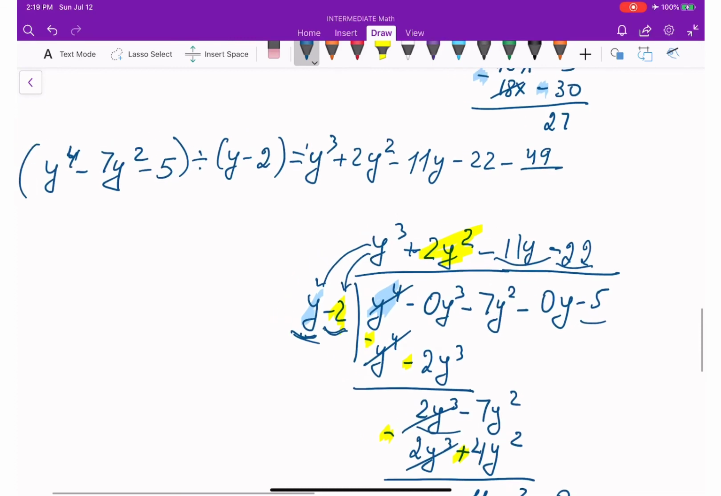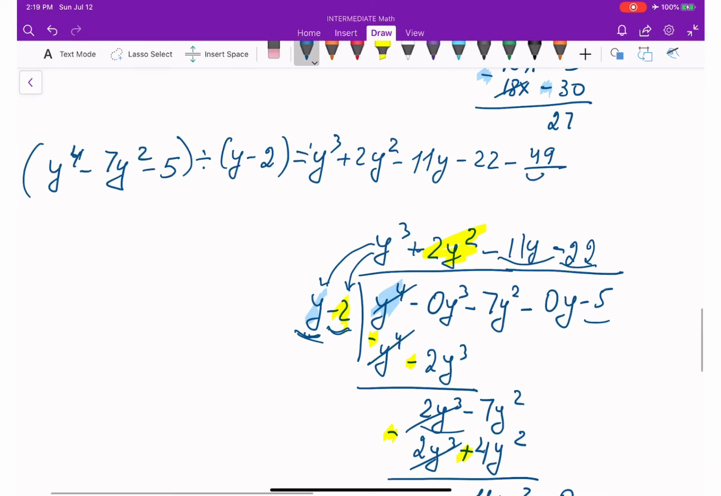yet to be divided by y minus 2, this y minus 2. Okay, let me write a nice y here. Okie dokie, I'm done.